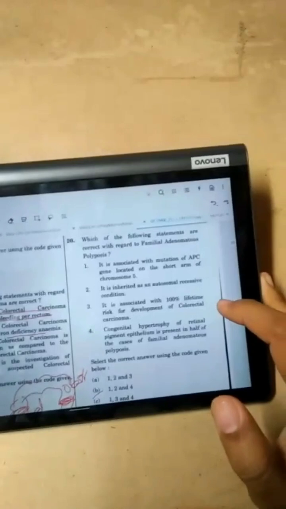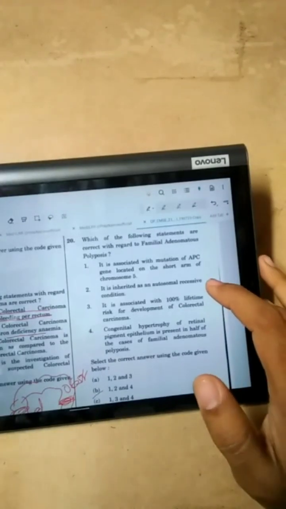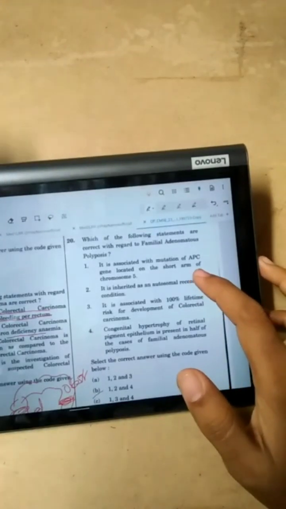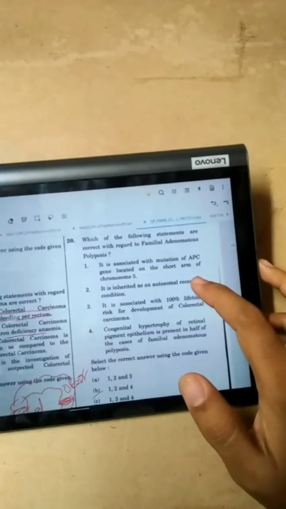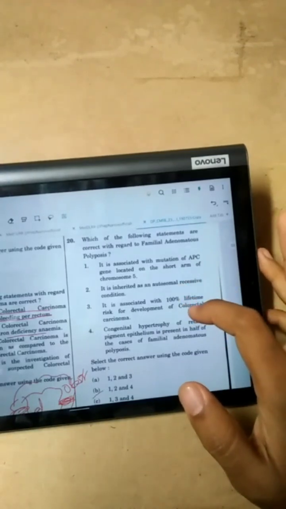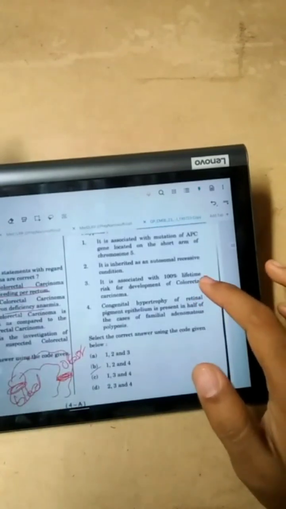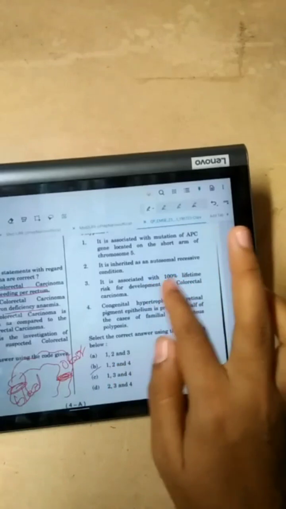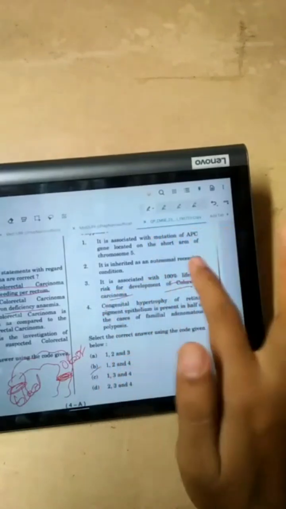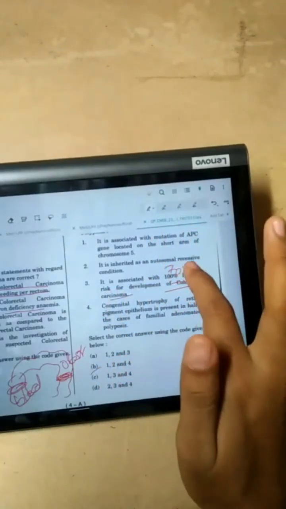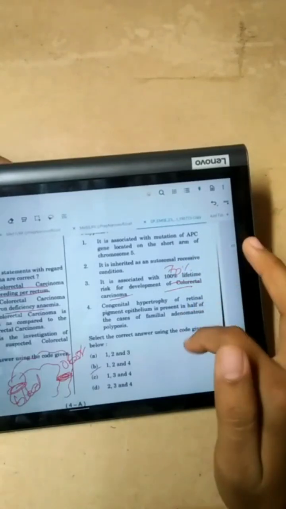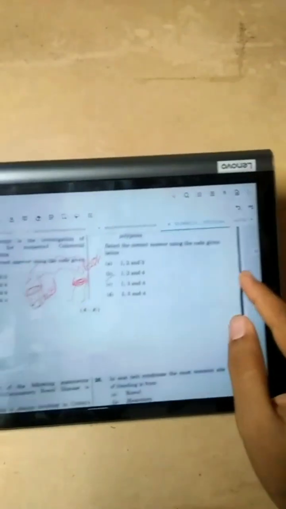Coming to familial adenomatous polyposis. Yes, it is associated with the APC gene on the short arm of the chromosome. That is correct. Autosomal dominant, yes, that's also correct. Not 100% develop carcinoma, colorectal carcinoma, only 70% develop colorectal carcinoma.